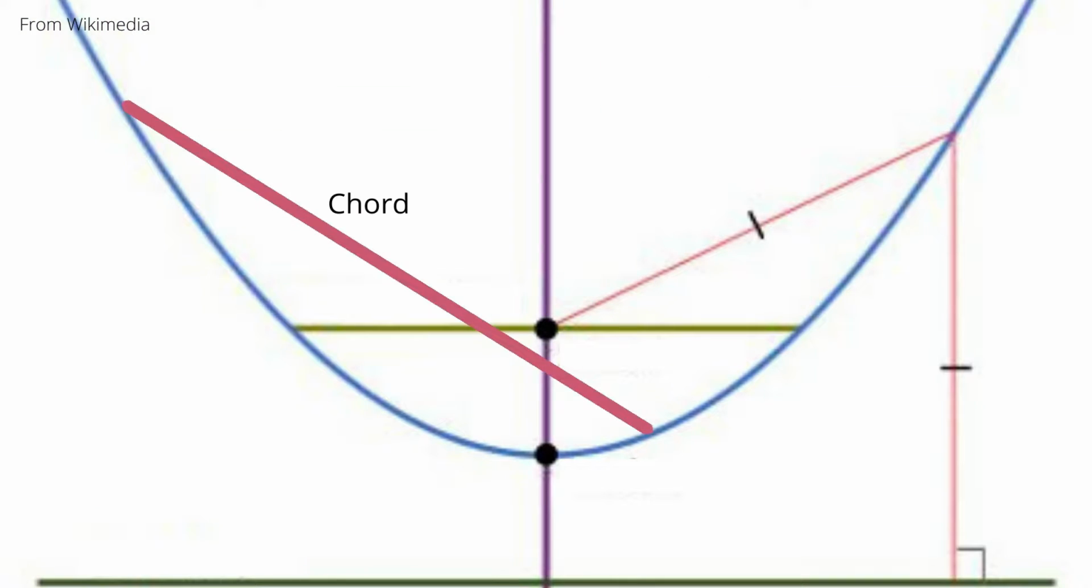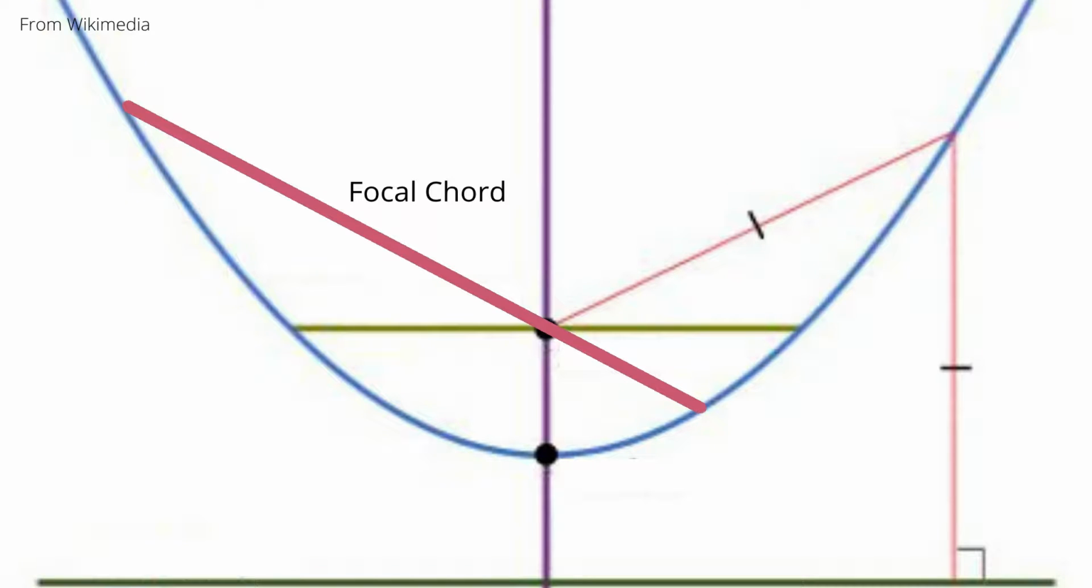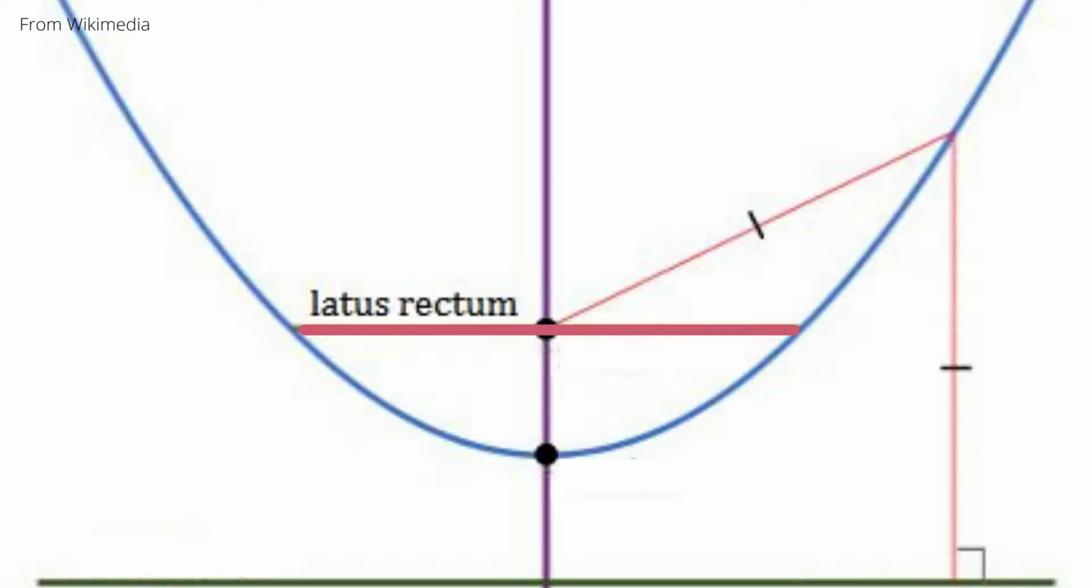A chord of a parabola is any line segment whose endpoints are on the parabola. A chord is a focal chord if it passes through the focus, and the focal chord is a latus rectum if it is parallel to the directrix or perpendicular to the axis of symmetry.